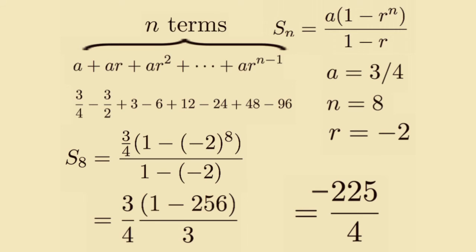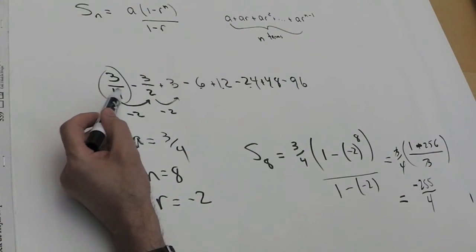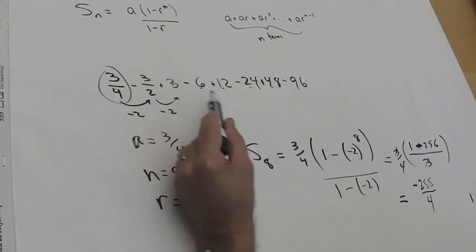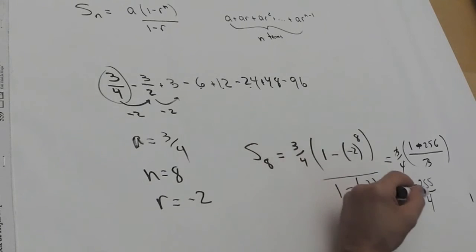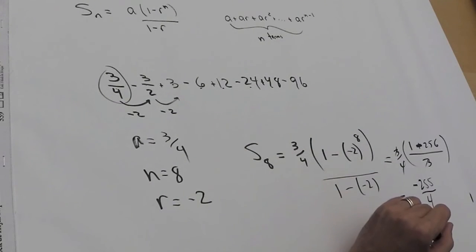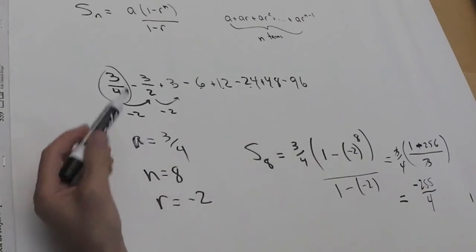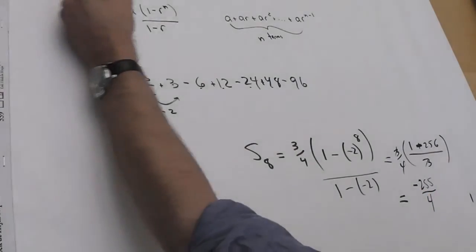Does it make sense that the answer would be negative? Well, if you look back at the series, you see that we're adding and subtracting numbers which are getting bigger, and so we just happen to have subtracted the minus 96 here, which gives us a negative number. Okay, so that's one example of how we can use this formula for the sum of a finite geometric series.